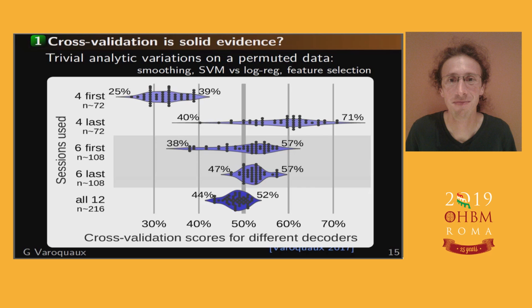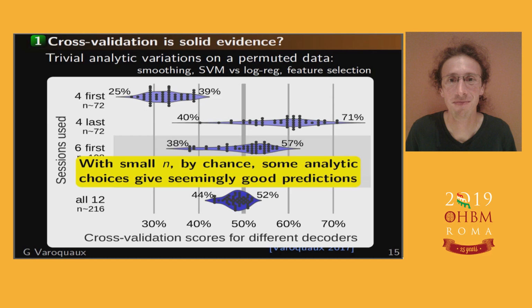So this is a small experiment I did on data where I had shuffled labels. So there was absolutely no information in this data. And what you can see is that I'm varying different aspects of the decoders, and I'm getting hugely different answers. And on the top of the figure, you see when I have less data, the answers vary more than when I have more data. So the thing is that with a small number of subjects, by chance, some analytic choices seem to give good prediction, but it's just by chance, right? Now, if I take the topmost of these, I'm reporting an excellent prediction accuracy, even though there's nothing in my data.